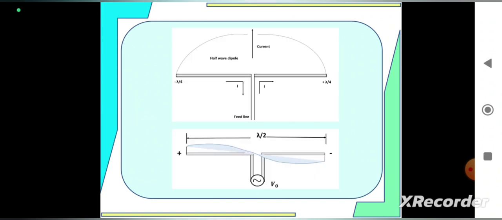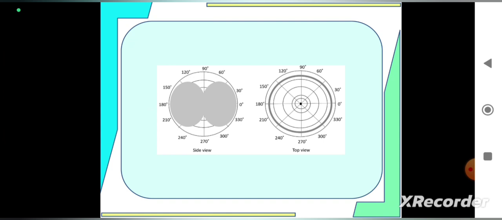Next, this is the half-wave dipole antenna current distribution. The current distribution should be at the center. This uses the feed line at the center, and this uses only a half dipole antenna. Next, this is the radiation pattern of the dipole antenna. This is the side view, and the next one is the top view. In the side view picture, we get only two directions. 0 degree and 180 degree contain maximum radiation, and the others are minor radiations.